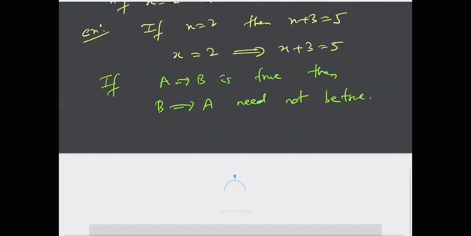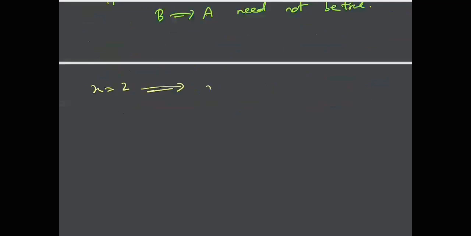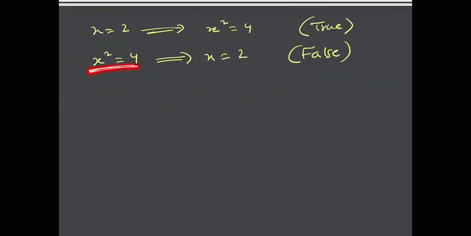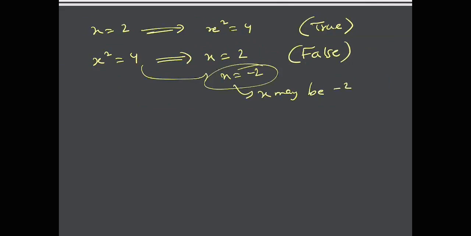For example, x is equals to 2 implies x square is equals to 4. This is a true statement, right? But x square is equals to 4 implies x is equals to 2. This is not a true statement. This is a false statement. Why? Because x square is equals to 4 doesn't necessarily imply x is equals to 2. Okay. It may so happen that x may be minus 2. So x square is equals to 4 implies x is equals to 2 is a false statement.